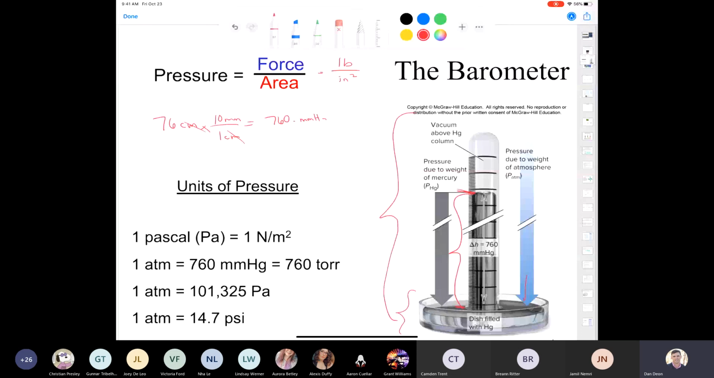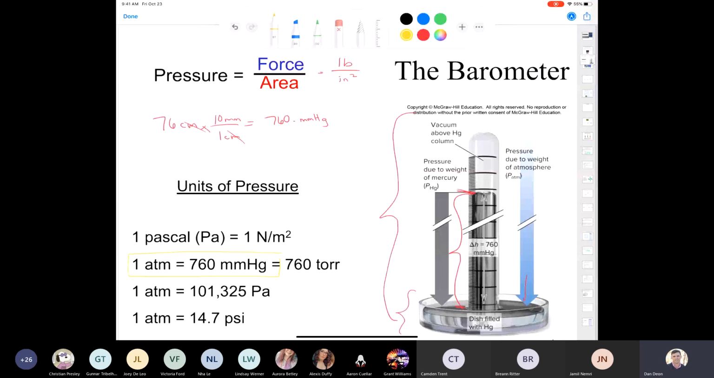And we say that atmospheric pressure, or the pressure at the seaside, okay, if you're in California or Nova Scotia or wherever, that 760 millimeters of mercury is equal to what we call 1 atmosphere, or 1 ATM.